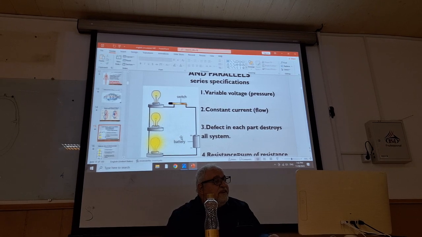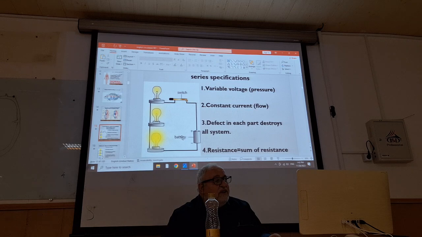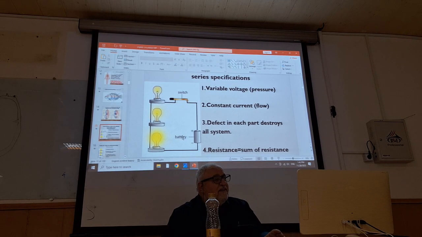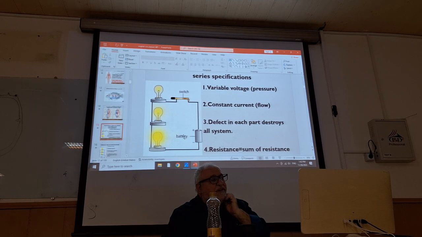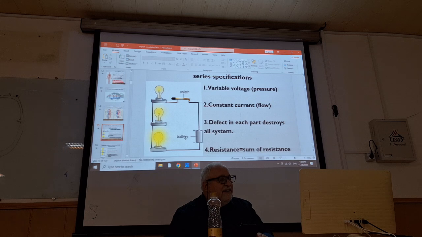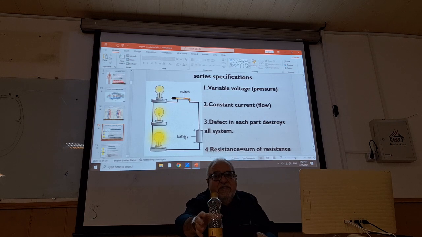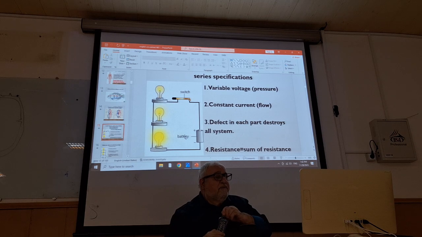What is the specification? Batteries with lamps and wires: variable voltage, constant current, different in each part. They are not affecting each other, and the total resistance of the system is the sum of the others. Do you agree with this? Yes. Can you remember? Yeah. Okay.